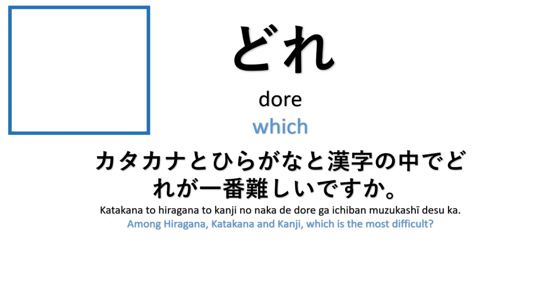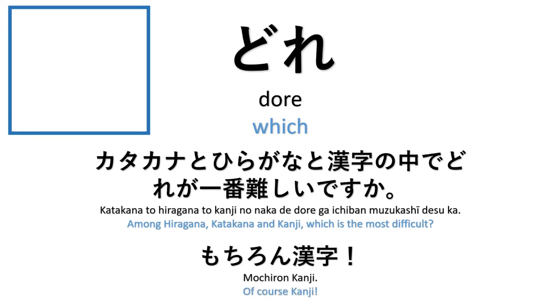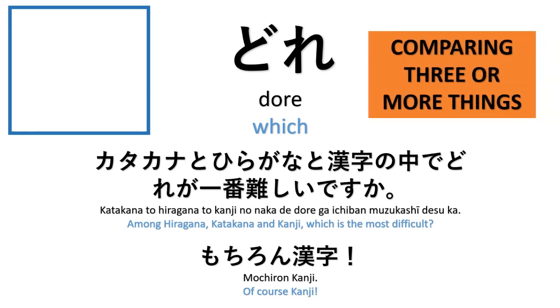Katakana to hiragana to kanji no naka de dore ga ichiban muzukashii desu ka? Among hiragana, katakana, and kanji, which is the most difficult? Mochiron kanji. Of course, kanji. So when we are using dore, we assume that there are more than two choices. So in this case, we are comparing three or more things when we are using dore. Okay? We'll get back to this point later.